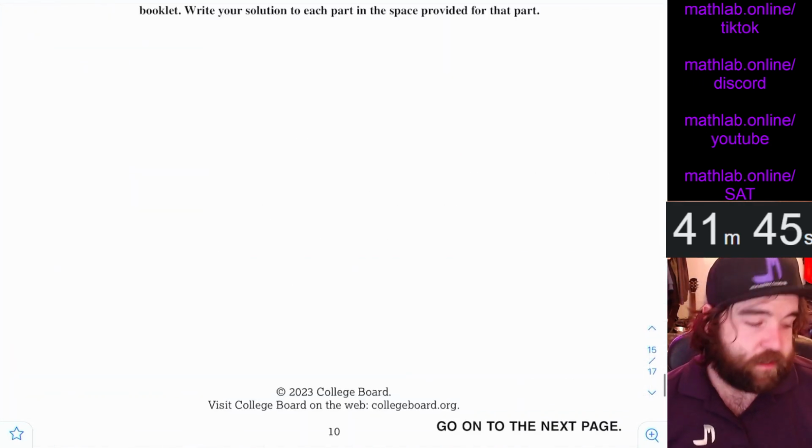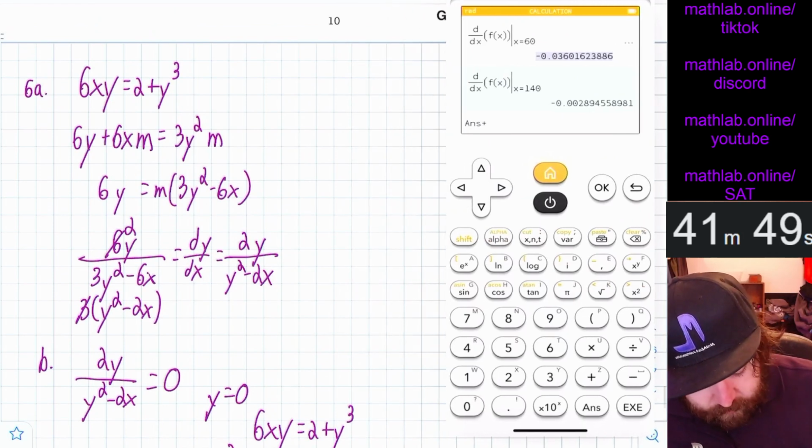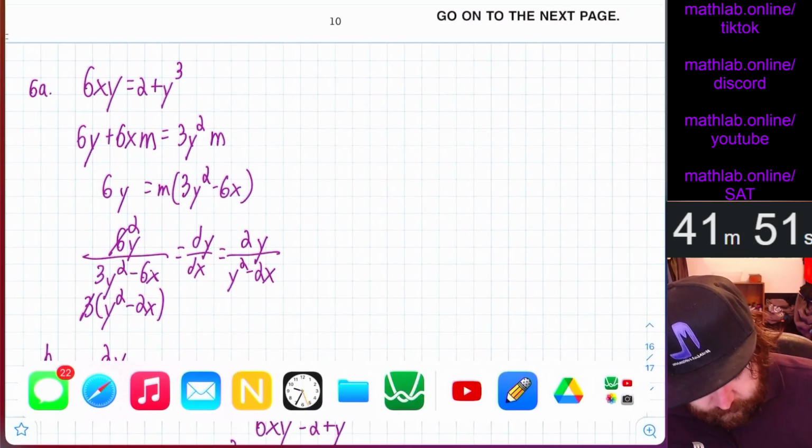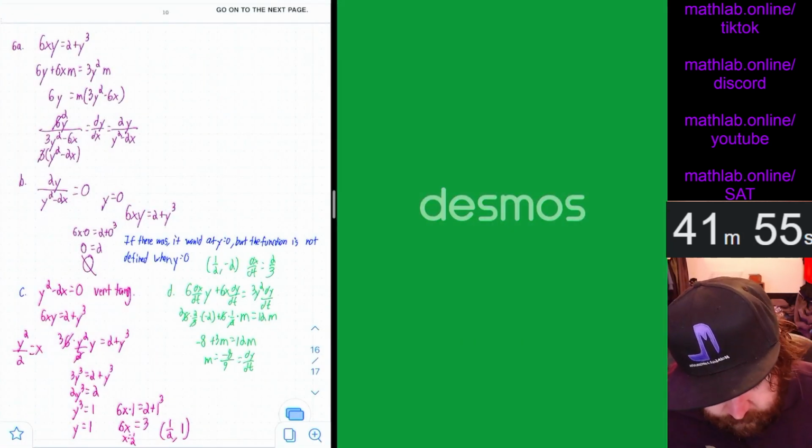Now, it is time to check the answers. Before we check the answers, though, I'm going to pause the recording to check the answers. Let's pull up Desmos real quick and check out what that graph looks like, because we can confirm everything there just by looking at the graph.